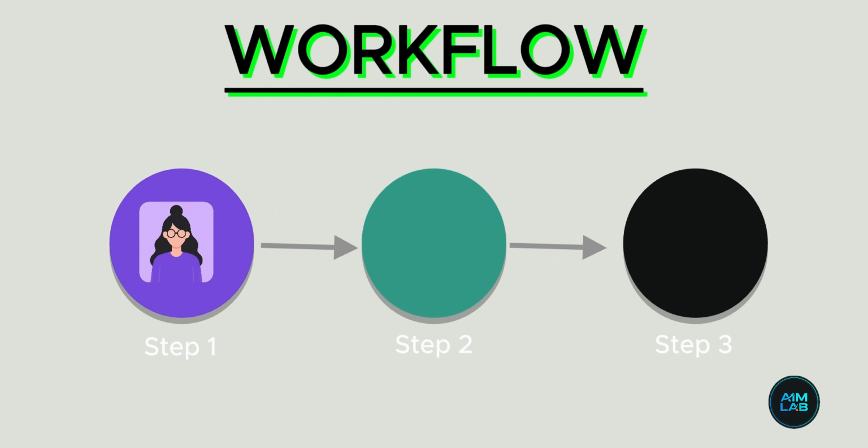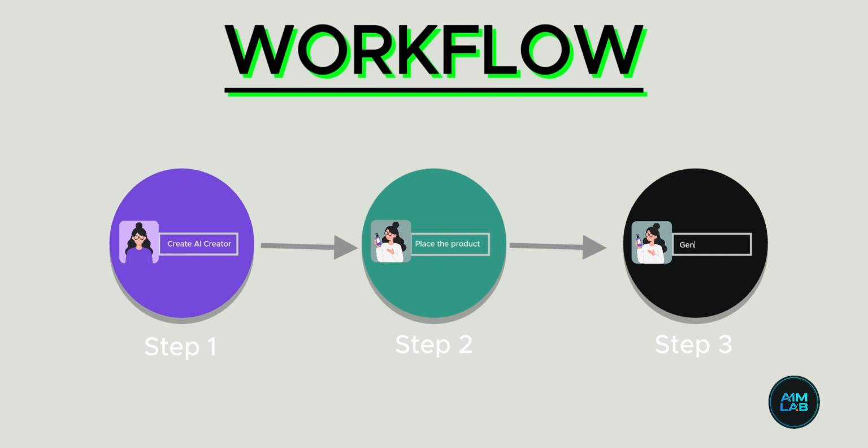So let's get started. The workflow has 3 simple steps. First, we'll create our AI creator. Second, we'll place our product. And third, we'll generate the final UGC video. Let's begin with step 1.